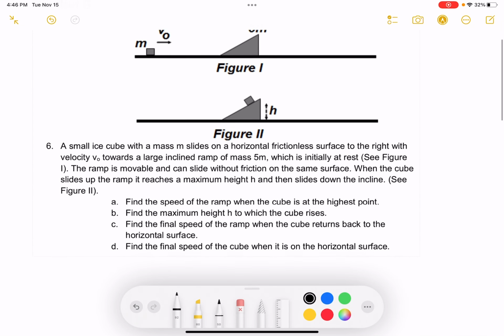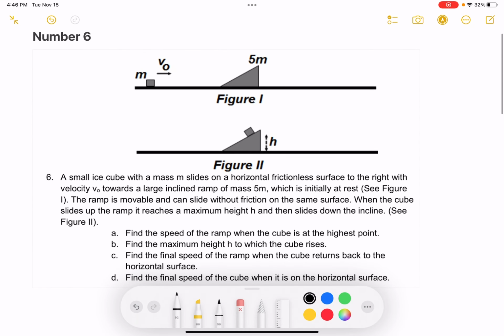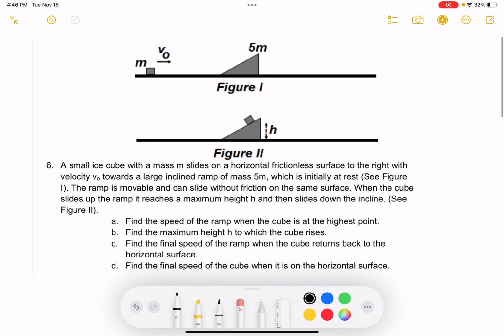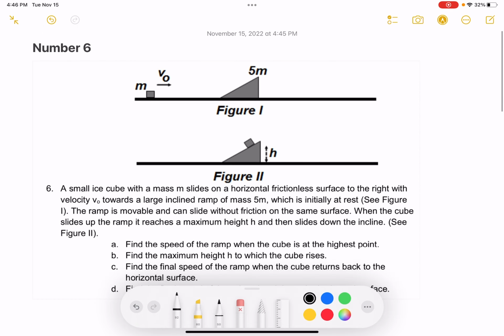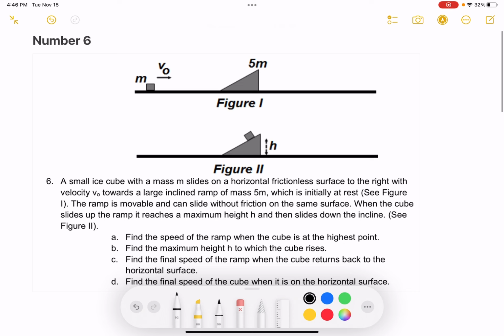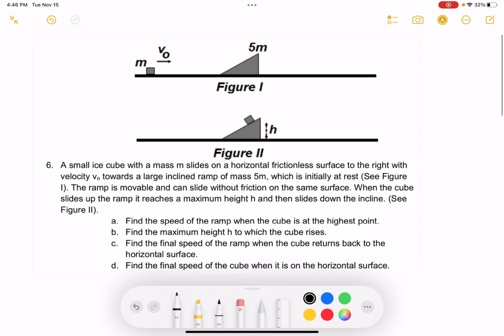Hello. This is number 6, and this is a pretty tricky problem. So, if you got stuck or got confused, that's okay. So let's go ahead and dive right in.